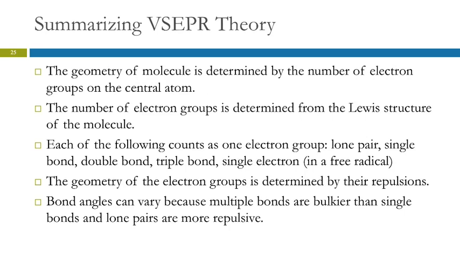The geometry is determined by the repulsions between those groups. Bond angles can vary because multiple bonds are bulkier than single bonds, and lone pairs are more repulsive than any type of bond. And so that can skew it a little bit, but the geometry will be the same.